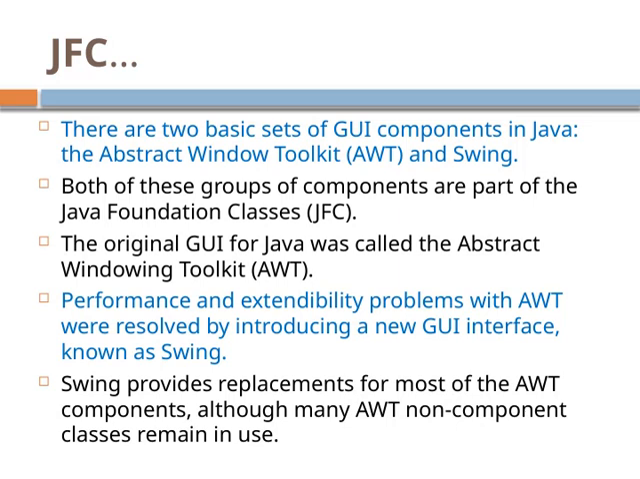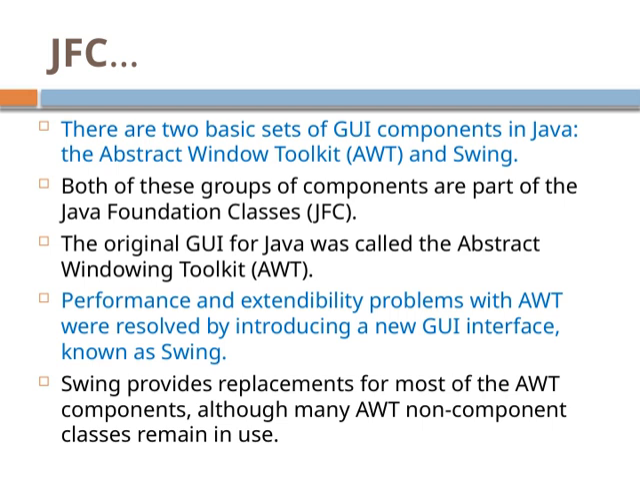JFC. When we talk about GUI components in Java, there are two main sets to keep in mind: the Abstract Window Toolkit, or AWT, and Swing. Both of these are part of the larger Java Foundation Classes, or JFC, which provide the building blocks for creating user interfaces. Now, the original Java GUI was called the AWT, and it served us well initially.